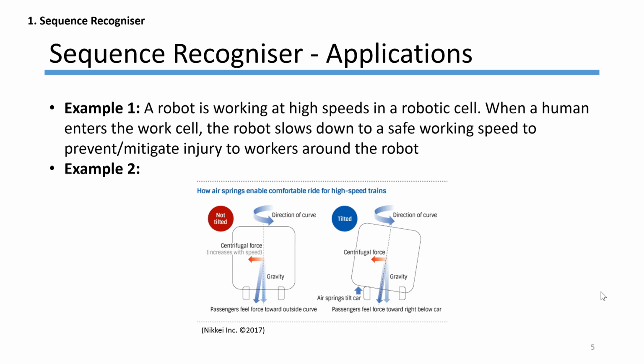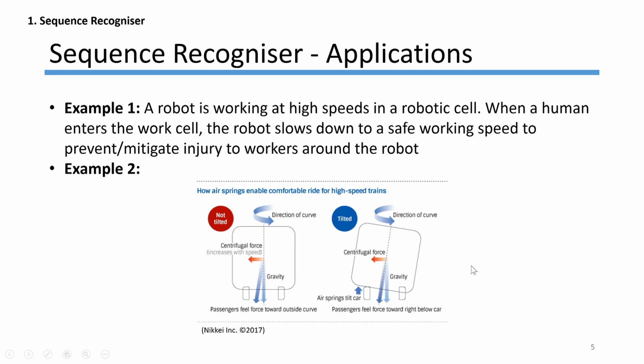Another example of this could be on trains. So as you can see in the image down here, that is an image of the high-speed rail in Japan. So this sequence of events, so for example, when the train is turning on its tracks, this sequence of events can be applied to sequence recognizers as well. So again, you have state A and state B. So state A is when the train's going forwards without turning, and state B is when the train's turning a curve. So as you can see, direction of curve.